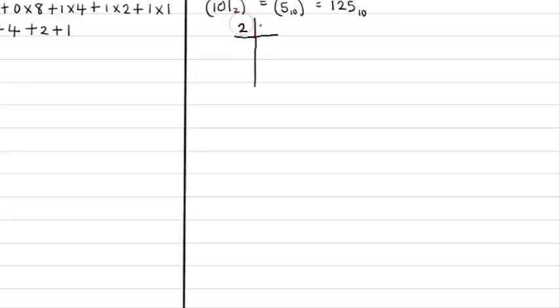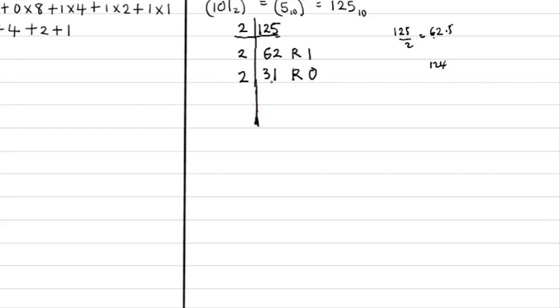So we have to convert this base 10 to base 2. We're going to use this approach again. So 2, 125. Okay, so 125 divided by 2 will give us 62. Let me see, 125 divided by 2 gives us 62.5. So 62 times 2 gives us 124. So 125 minus 124 gives us 1, so remainder 1. Then 2 into 62, that's 31, remainder 0. 2 into 31, that's 15, remainder 1. 2 into 15, that's 7, remainder 1.